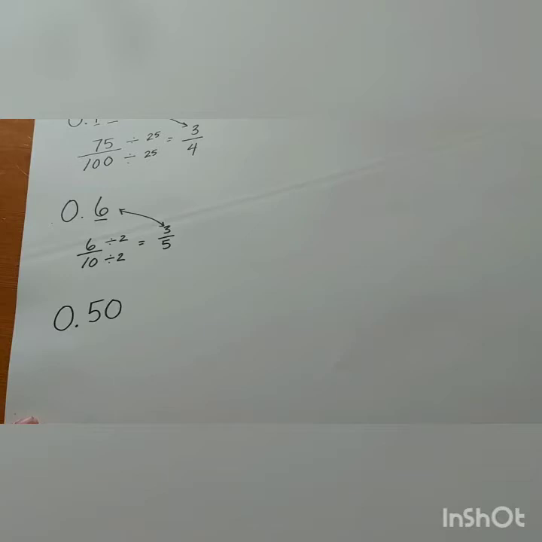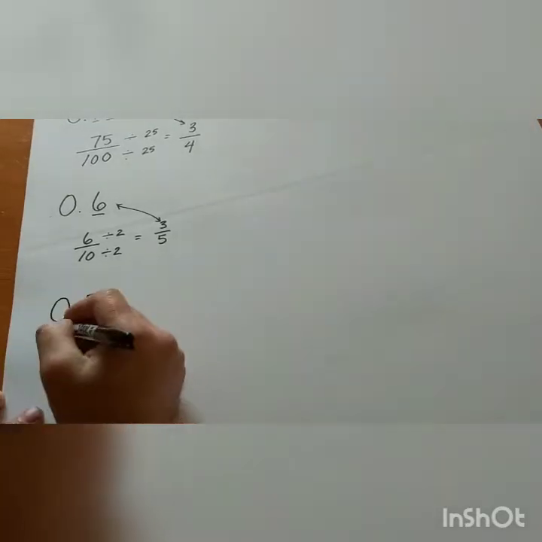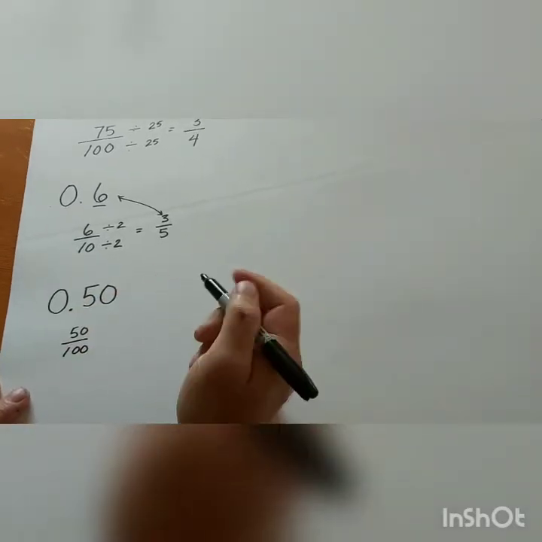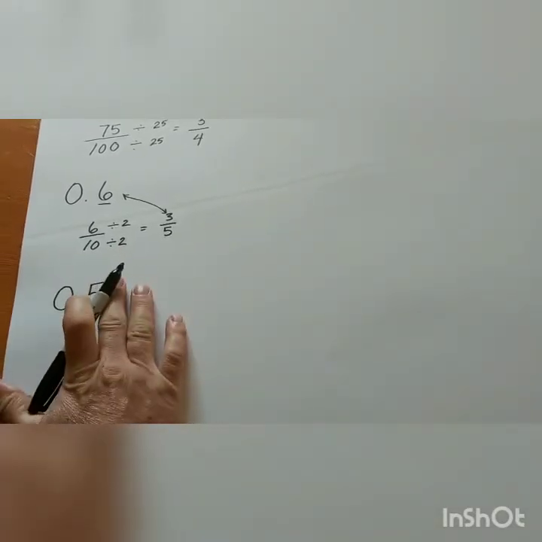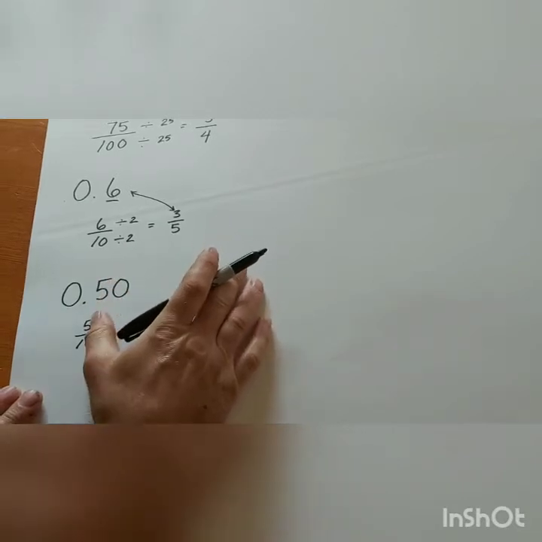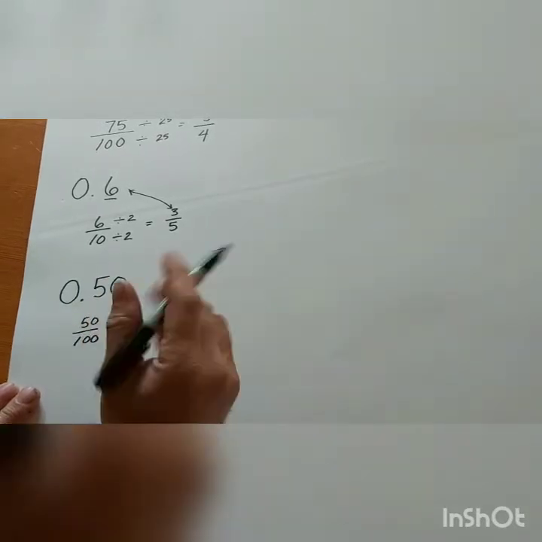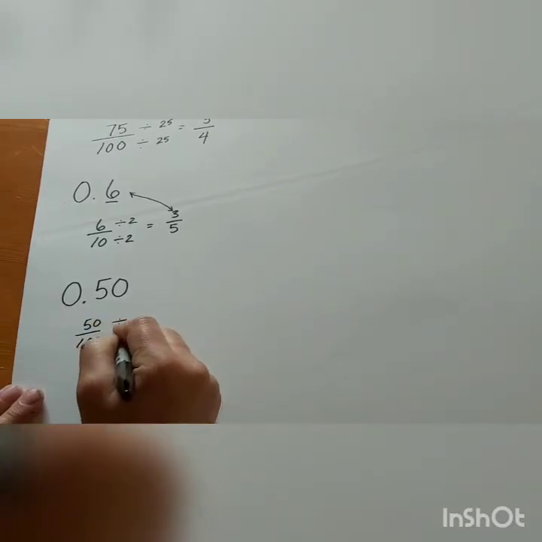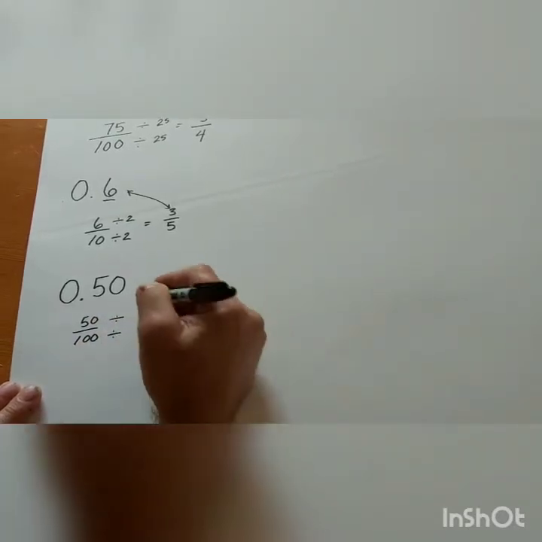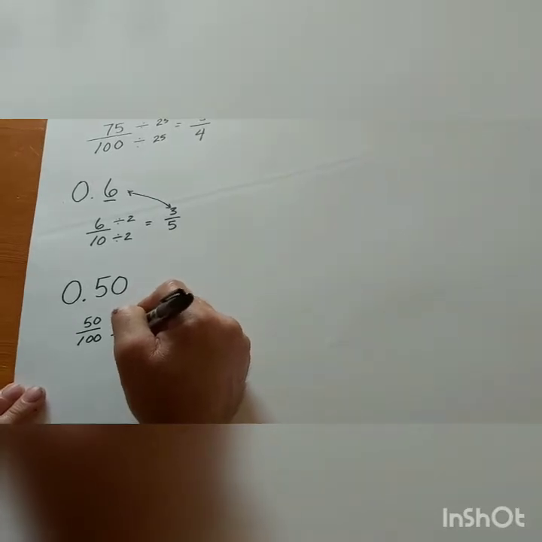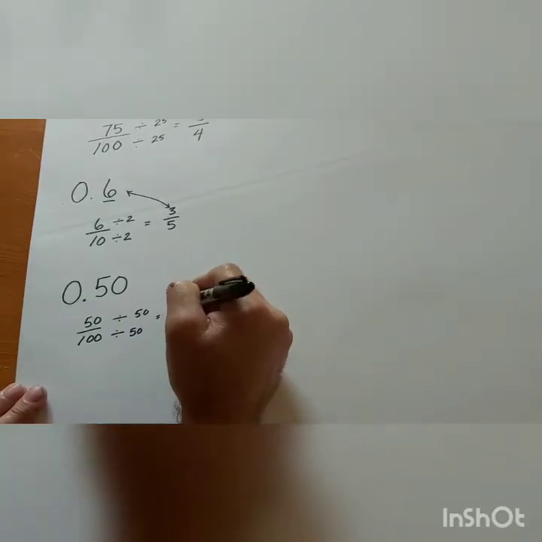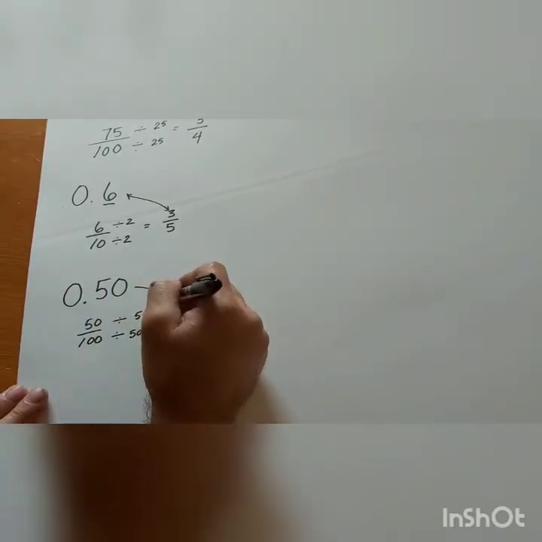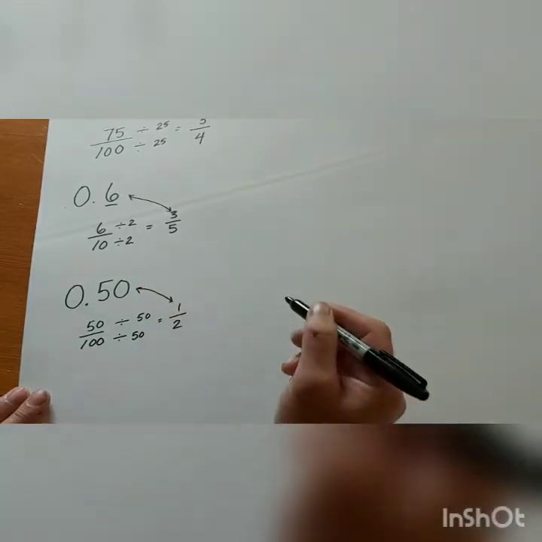Here I have 0.50 or 50 hundredths. I could have just drawn the 0.5 and made it 5/10, and the value would still be the same. Here, both the numerator and the denominator are divisible by 50, which is going to give me 1/2. So 0.5 is the same as a half.